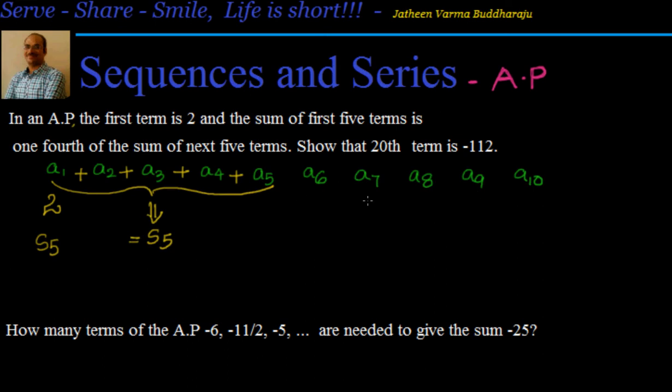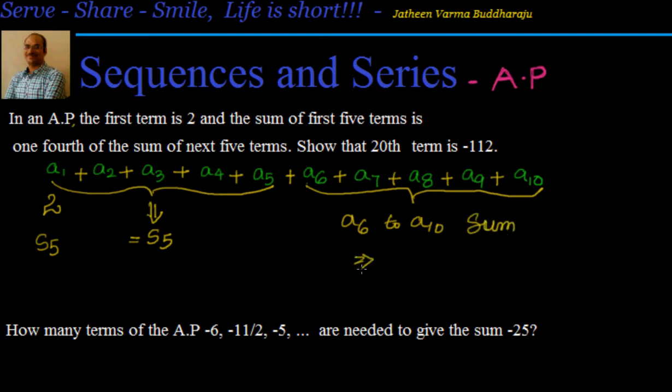What is the sum of the next 5 terms? Let me make this as a series. Now we want to add from A6 to A10. Unfortunately, we don't have any formula which will give the sum in between the series. We have to start from the beginning, correct? So what I will do now is take the sum A6 to A10.